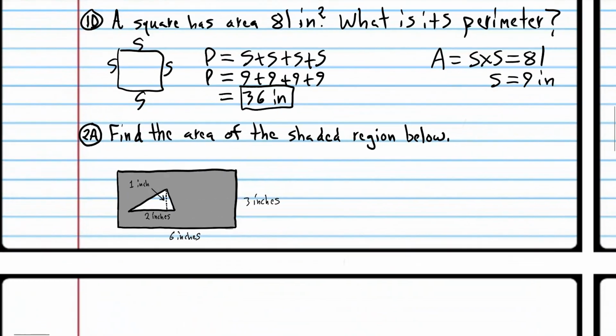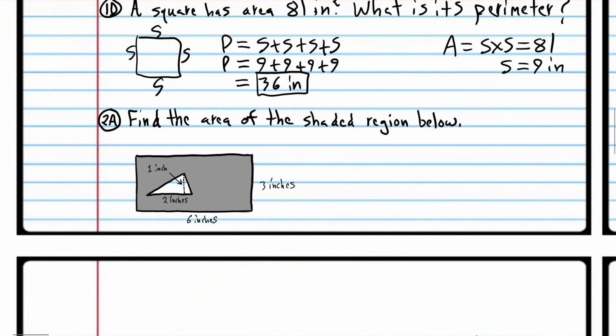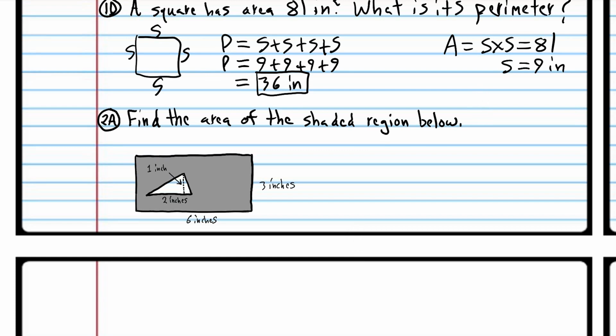All right, so that was the first problem. Now we're going on to the second problem. The second problem deals with what are called composite figures. A composite figure is a figure that has more than one shape inside it. So you can see we have a rectangle, but we also have a triangle inside the rectangle. So this is a composite figure.